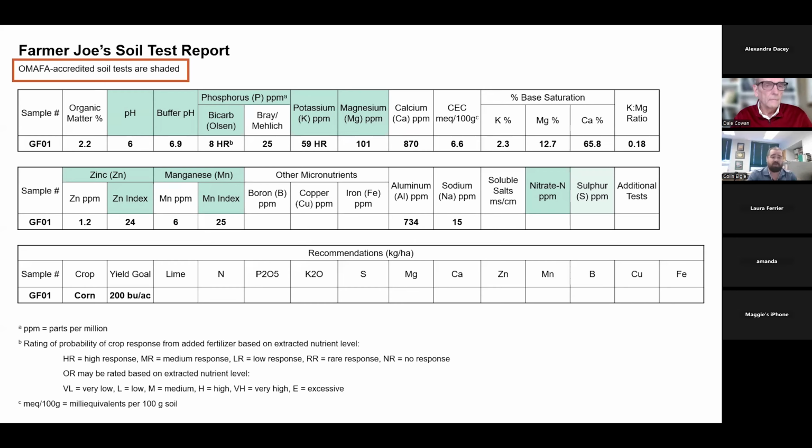This is our soil sample. It may look similar to this, depending on the lab, may look very different depending how it's set up. But the important thing is that we are measuring the nutrients that are available within our soils, and we're using that information to create our fertility plan.